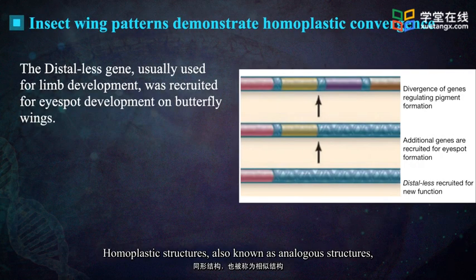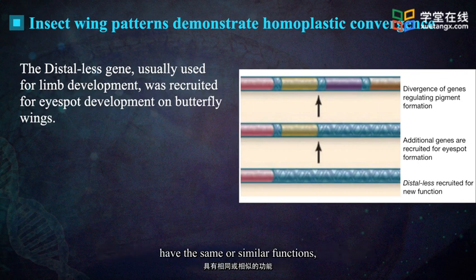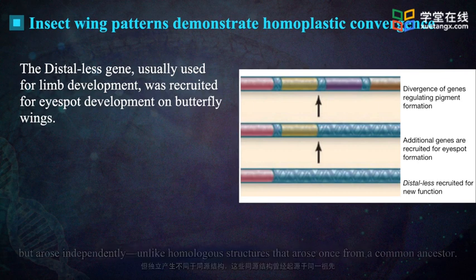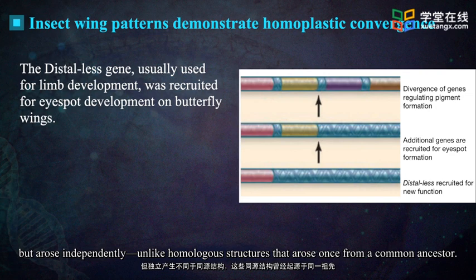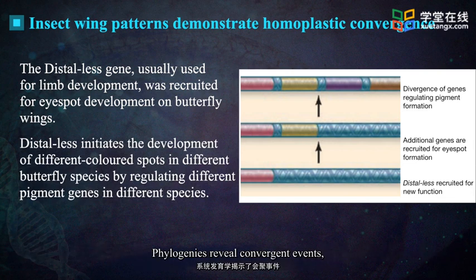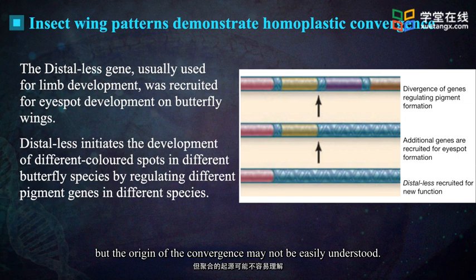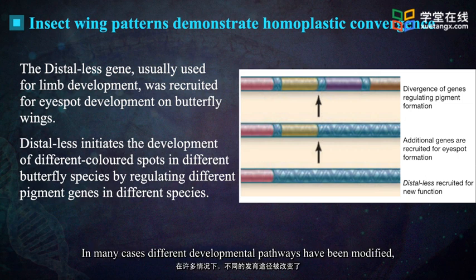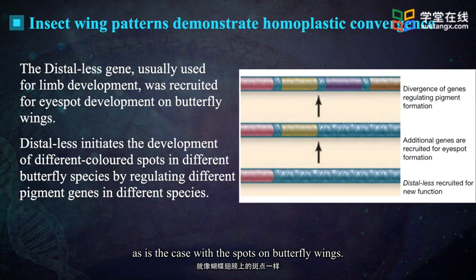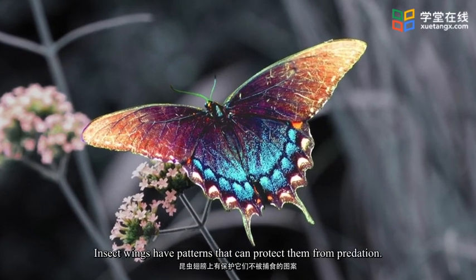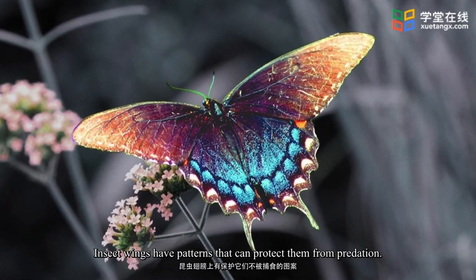Homoplastic structures, also known as analogous structures, have the same or similar functions, but arose independently. Unlike homologous structures that arose once from a common ancestor, phylogenies reveal convergent events. But the origin of the convergence may not be easily understood. In many cases, different developmental pathways have been modified, as is the case with spots on butterfly wings. Insect wings have patterns that can protect them from predation.